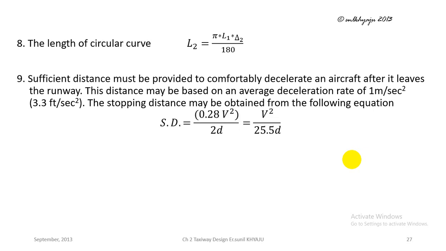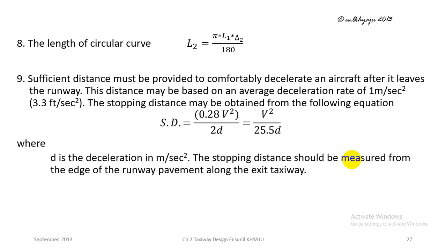That is, stopping side distance St equals V square by 25.5 d, where d is the deceleration in meter per square second. The stopping distance should be measured from the edge of the runway pavement along the exit taxiway. Available side distance equals S divided by sine delta minus (Tw plus Rw) divided by 2 sine delta. S is the side distance, Tw is the width of taxiway, and Rw is the width of runway.